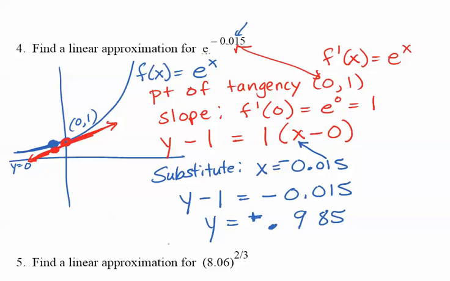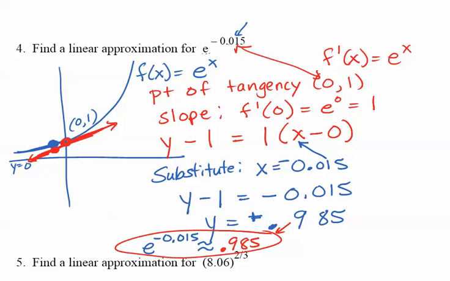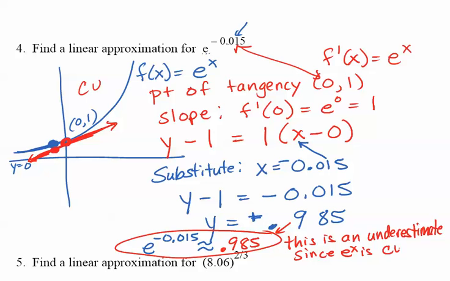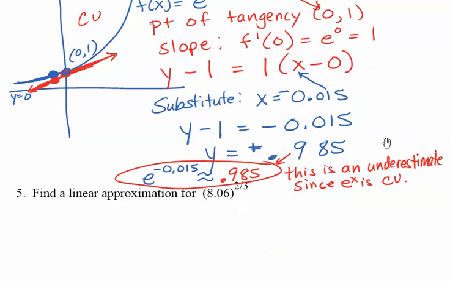So we have that our blue graph, e to the negative 0.015 power, is approximately the same as this coordinate on our red graph, 0.985. And we can look at our graph and see that the e to the x curve is concave up, so we would know this is an underestimate, since e to the x is concave upward. Okay, but pretty simple to do.